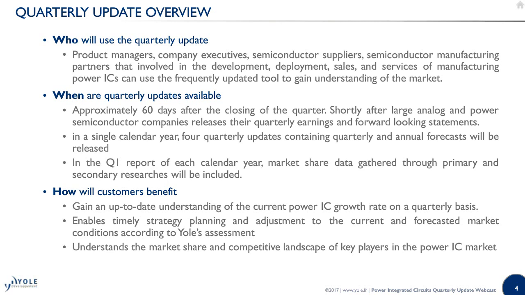How many times and when do we publish the quarterly updates? You may have probably seen that with these brand new products, we are releasing approximately 60 days after the closing of the quarter, shortly after large analog and power semiconductor companies release their quarterly earnings and forward-looking statements. In a single calendar year, you will have 4 quarterly updates containing the quarterly and annual forecasts. And with the Q1 report of each calendar year, as I mentioned earlier, market share data gathered through primary and secondary research will be included.